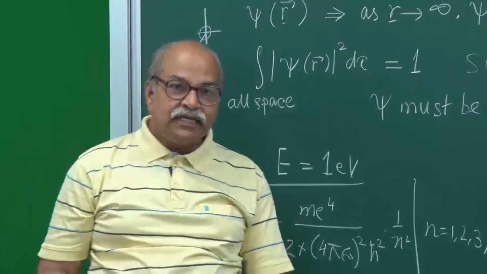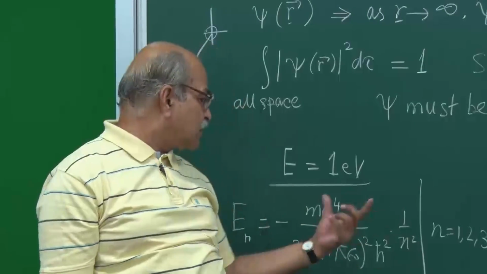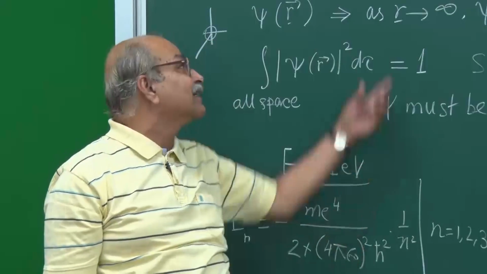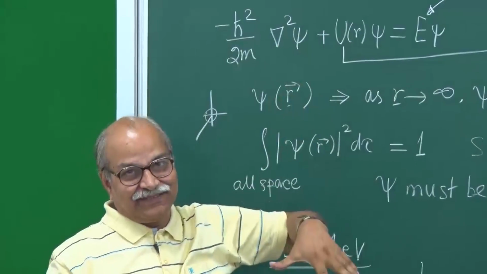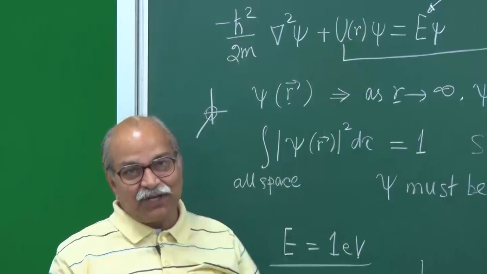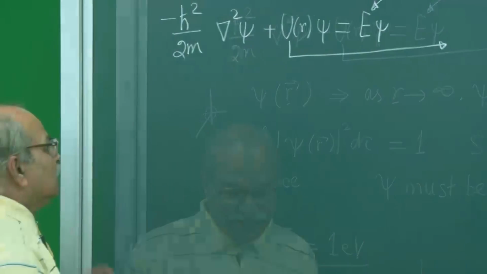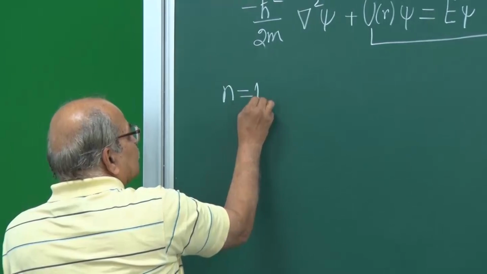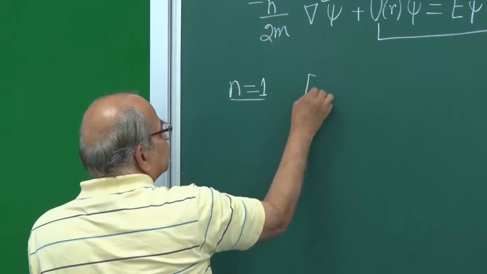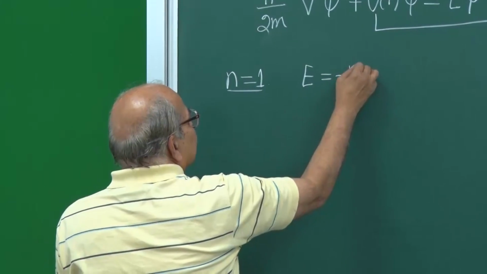The next question is, let us put one of these energies here, and then what is psi? I will not solve it, I will give you the answer. So let us start with n equal to 1. That means the energy is minus 13.6 eV.